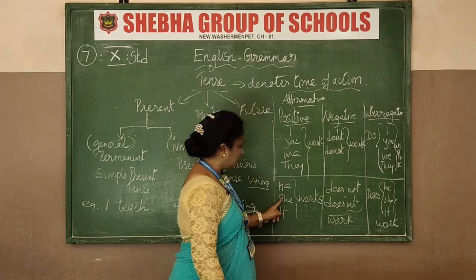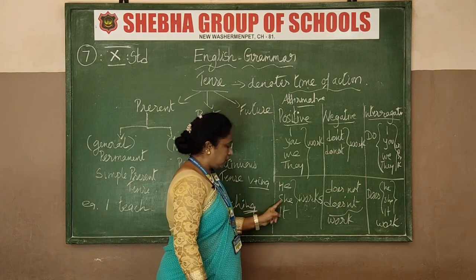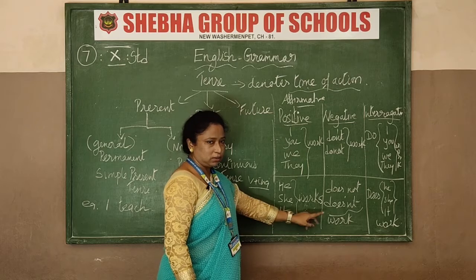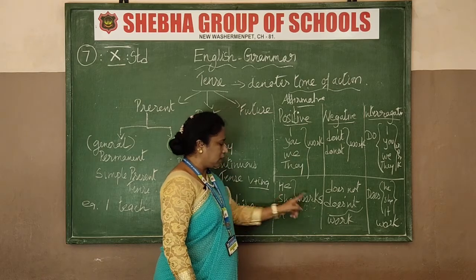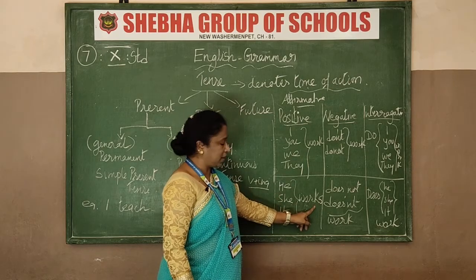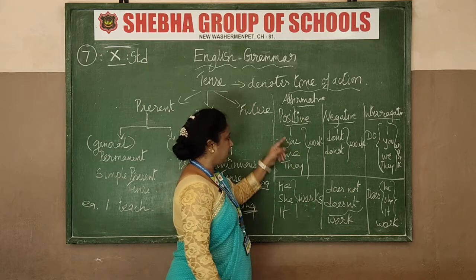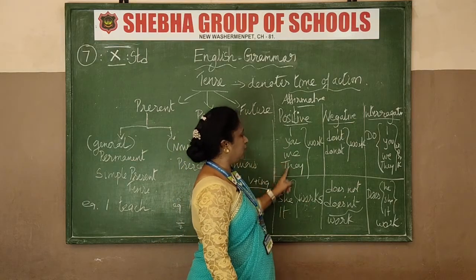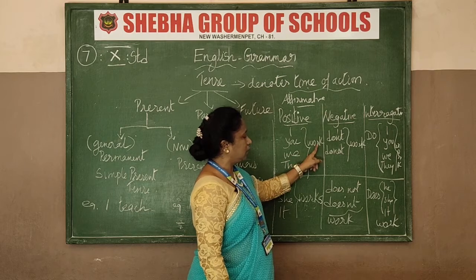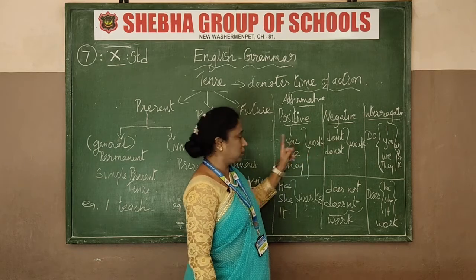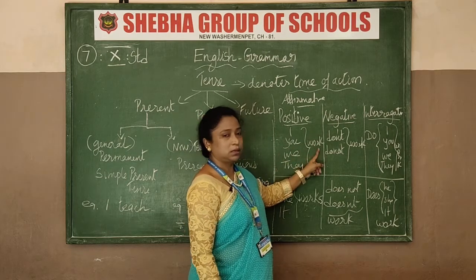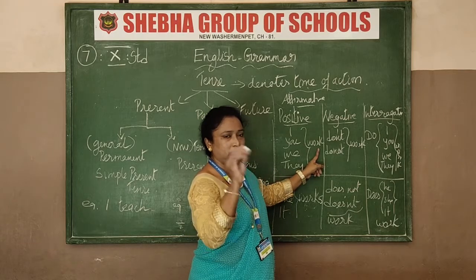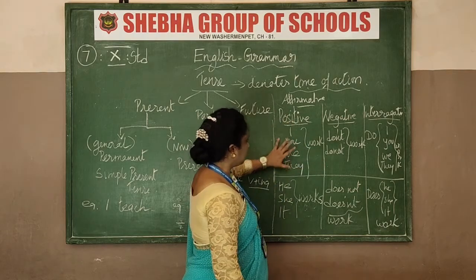Okay, now see that here: she works, he works, it works. Now got this? See the S there: because it is singular, we add S to the verb. In the same way, this is plural, so the verb does not take the S. This is taken as plural, and it is the same, work. You should not add the S in that. Okay, now this is affirmative.